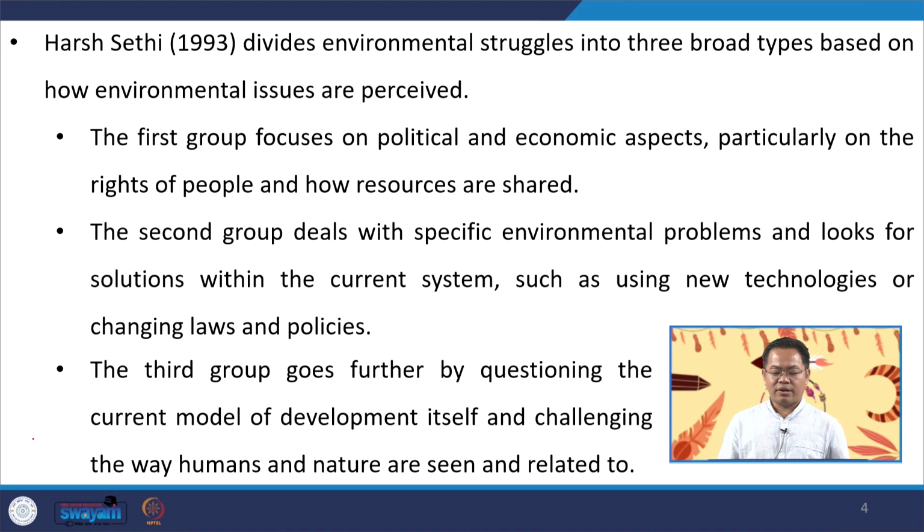Second is that there are also movements that look at solutions in terms of technological advancement, where the belief is that if we use sustainable technology or use technology in a sustainable manner, it can potentially reduce or mitigate environmental problems.